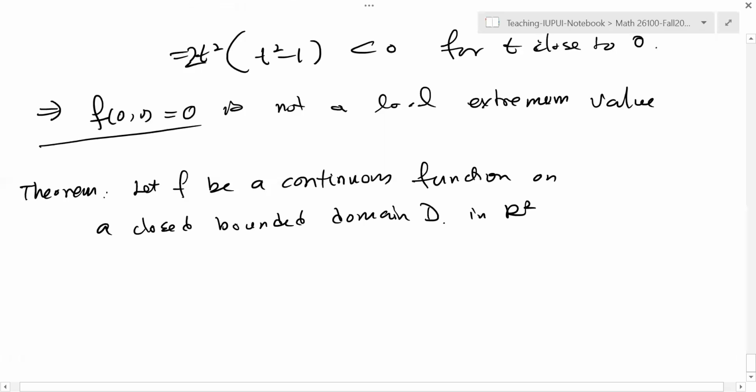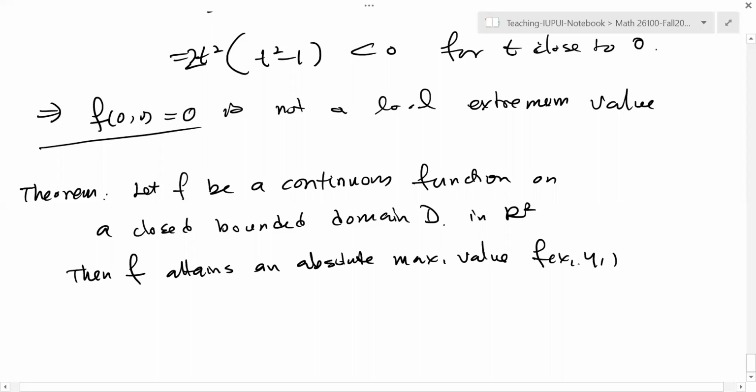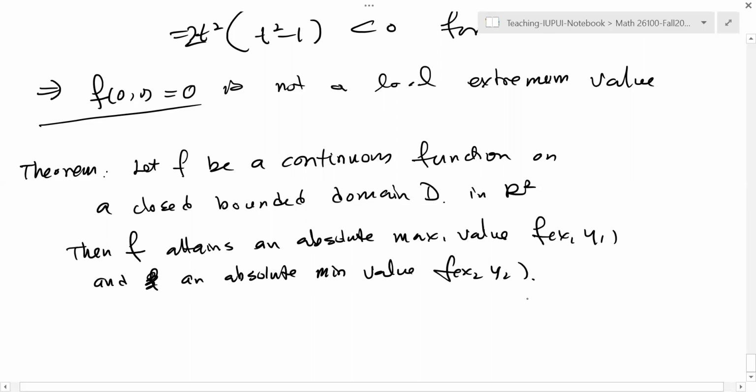Then f attains an absolute maximum value at some point and an absolute minimum value at another point. Okay, this is in D.